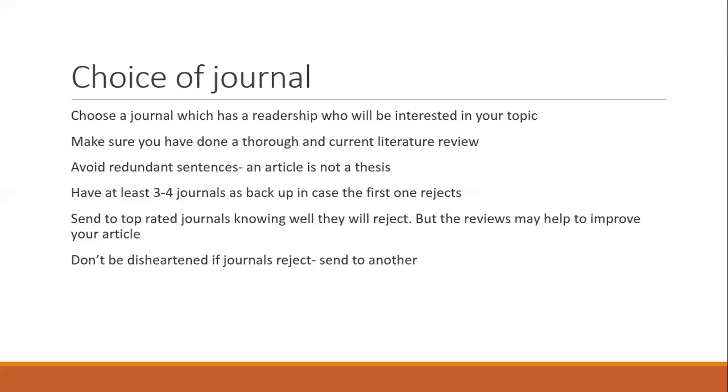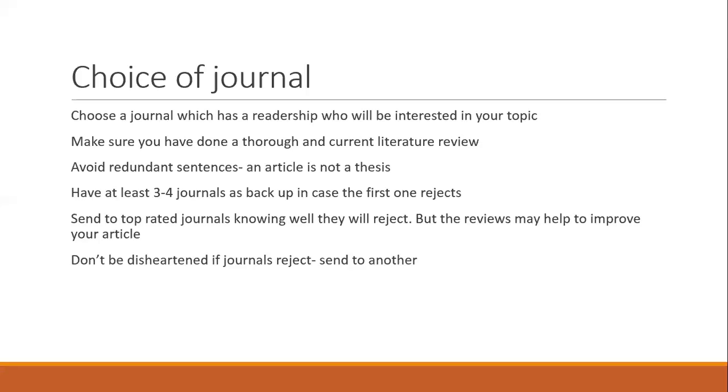The first one to send to will be a top-rated journal. You know fully well that they're likely to reject, but if you're lucky, it will get past the editor and it will go to a reviewer. The peer reviews that you get from this high-level journal, even if they recommend that the article not be accepted, are going to help you make your article better so that you can submit it to the next journal, and your likely chance of it being accepted becomes higher.